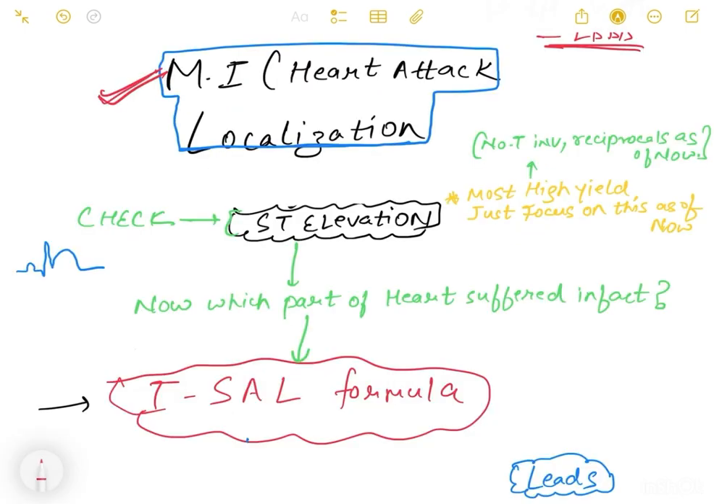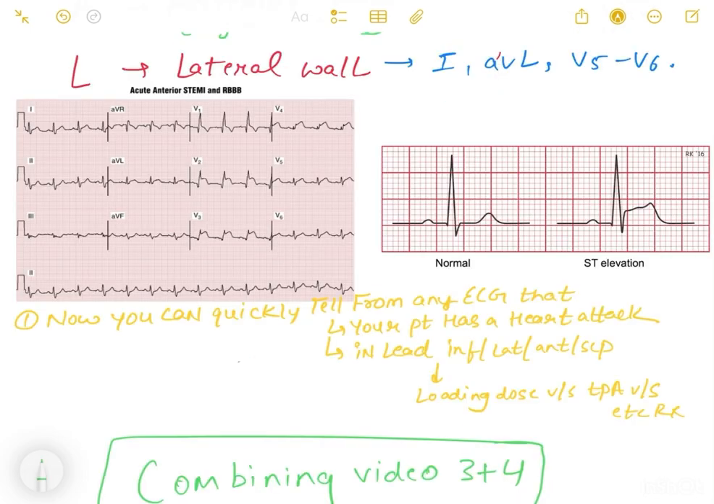Now the second topic for today. It is MI localization. MI is heart attack. Part 2 of this video. Now you will tell whether a person is having a heart attack or not, in just 5 minutes of seeing an ECG. This is a normal ECG and this is ST elevation. This shows heart attack, also known as MI.